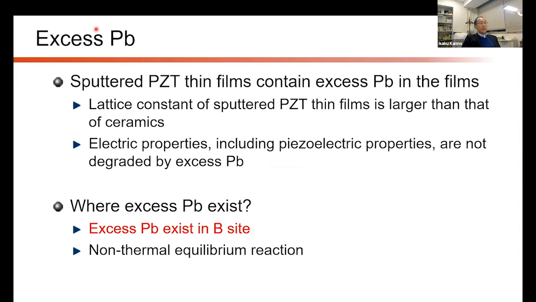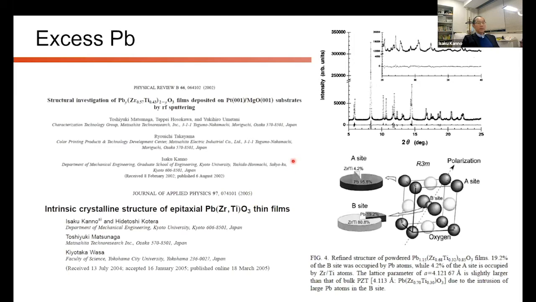So the last thing is the excess lead. The sputtered PZT thin films are produced from ceramics targets with excess lead, and usually the deposited PZT thin films also contain excess lead. But the question is where the excess lead exists. So we conducted Rietveld analysis for the sputtered PZT thin films. Rietveld analysis needs powder samples, so we peeled the PZT thin films off the substrate and ground them into fine powder, and we conducted synchrotron radiation XRD measurement and did the Rietveld analysis. The results indicate that about 20% of the lead exists in the B site.